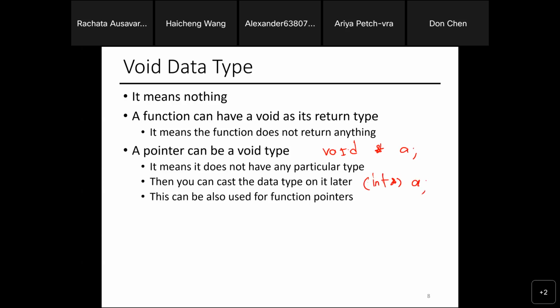That will cast my a pointer into an integer pointer afterward, and that's okay. I can do it at any point in my program. I can change saying, hey, a, rather than a void type, it becomes an integer pointer now. It basically means that right now I don't have any particular data type, then I can cast it later.